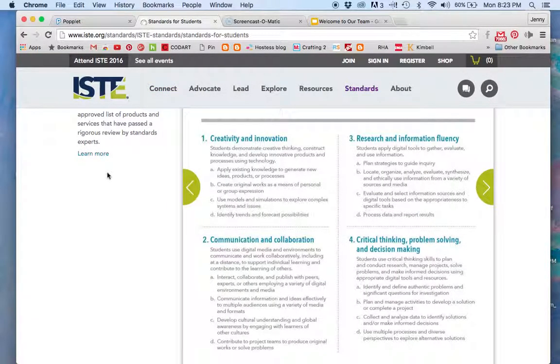So the ISTE standards, 2 of them would be research and information fluency, because they need to research the Civil War. They need to be able to gather and evaluate and use information, which is part of this ISTE standard. And they also need to be able to do critical thinking, problem solving, and decision making. Because they are outlining their paper, they need to be able to decide what is going in which paragraph, how to outline each paragraph, etc.